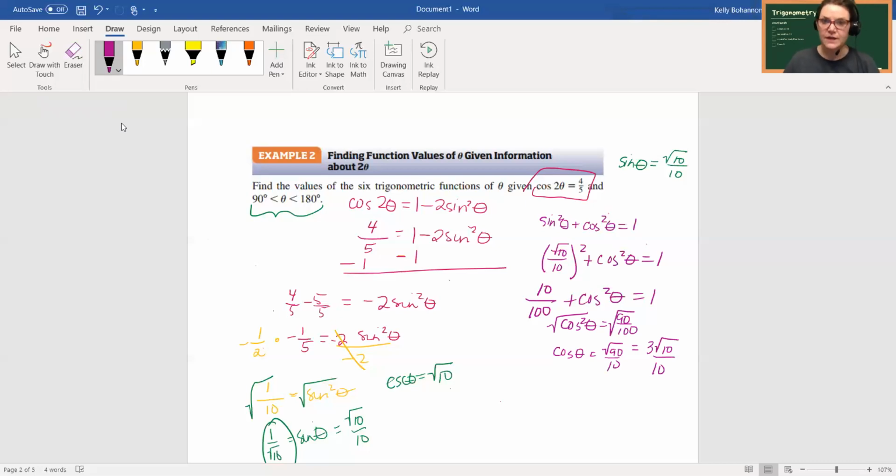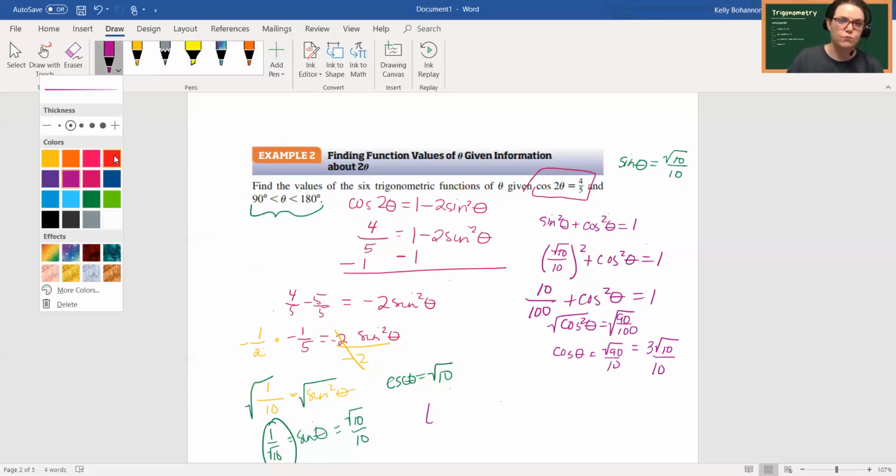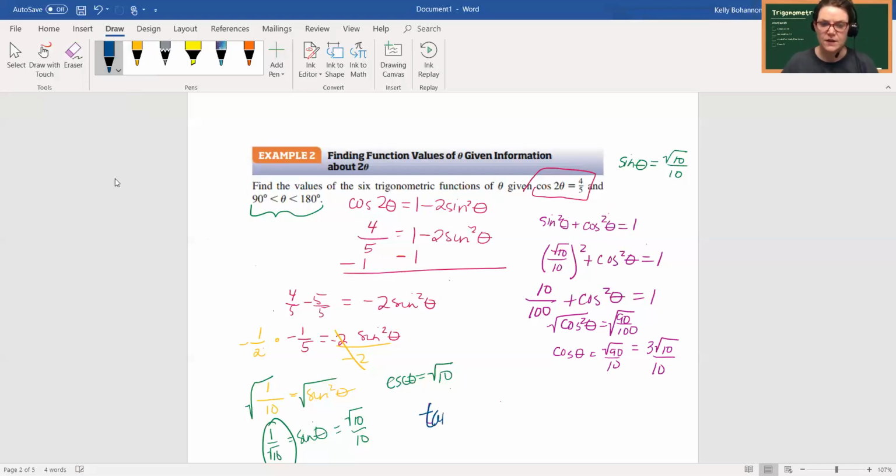And then I can also find tangent easily, because remember, tangent is always, let me switch colors so that I'm doing it in a different color. Let's see, let's do blue. So tangent is always sine over cosine, and sine is square root 10, and cosine is 3 square root 10, which means those two cancel, and I get 1 over 3. Which means that cotangent is 3. Now the only thing I need to check, remember, we are in quadrant 2, and the only thing positive in quadrant 2 is sine and sine's buddy, cosecant.